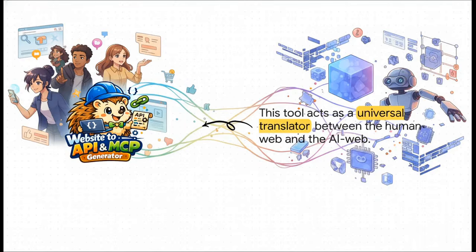Yeah, this is a perfect analogy for what's happening. The tool is basically a universal translator. It takes the visual language of the human web, what we see, and translates it into a structured, machine-readable format that an AI can understand and act on instantly.